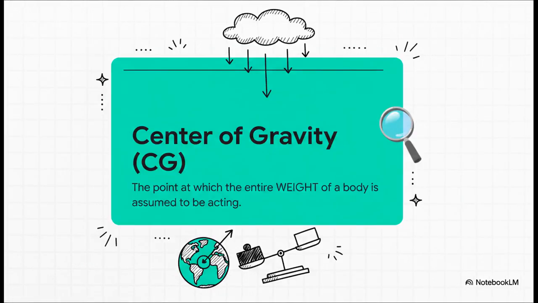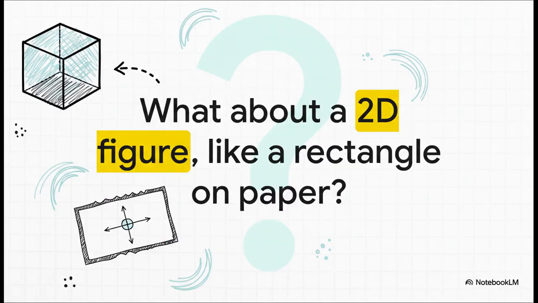So, if you're going to burn one thing into your brain from this, let it be this definition right here. The center of gravity is the point where the entire weight of a body acts. The key word, the only word you really need to focus on, is weight. Got it? Good. All right, that all makes perfect sense for a solid 3D object.